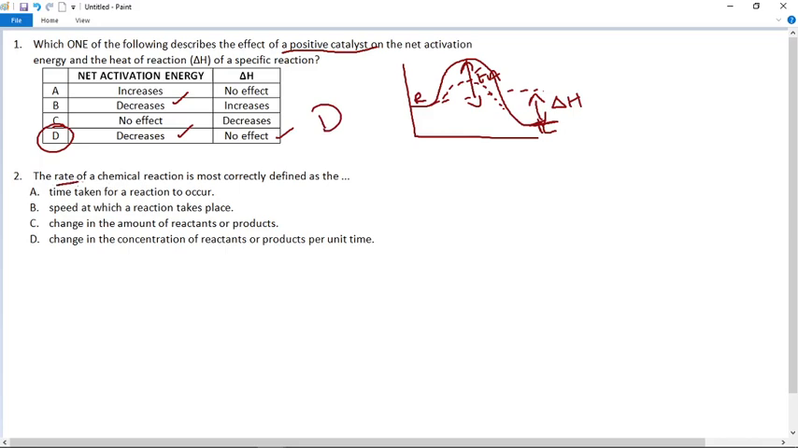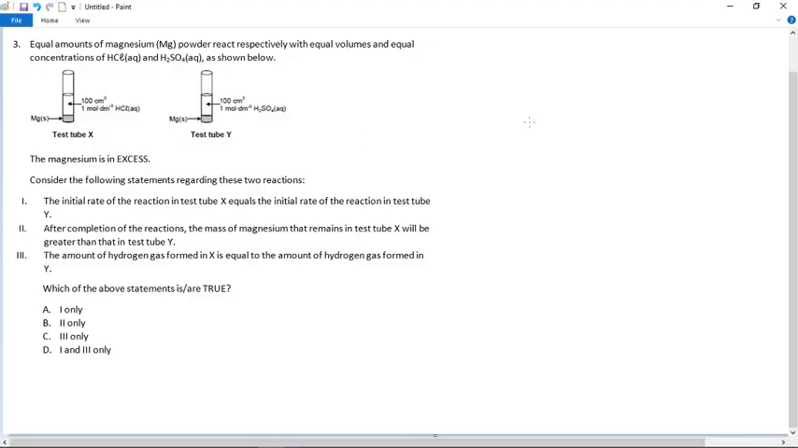Now this one says the rate of a chemical reaction is most correctly defined as the time taken for a reaction to occur. The speed at which a reaction takes place, it's kind of this one, okay? Change in amount of reactants or products, it's kind of this one as well. But this one is the winner, the change in concentration of reactants or products per unit time. Remember, per unit time is the most important, as well as change in concentration. So let's have a look at the next one.